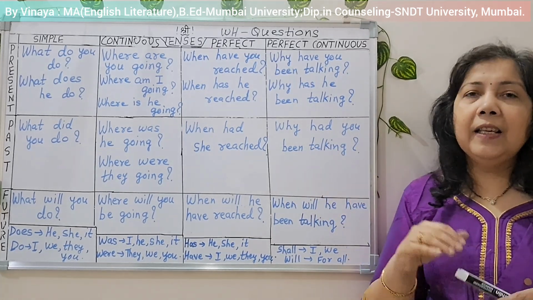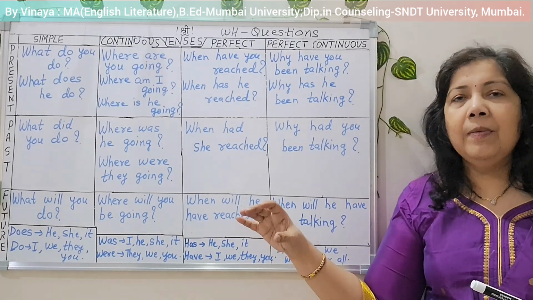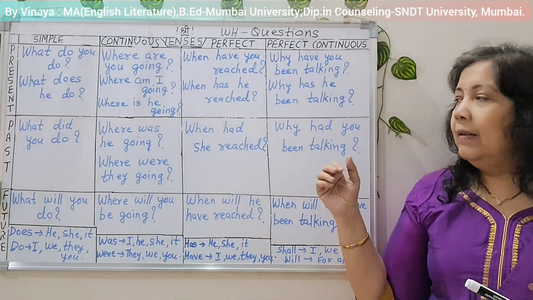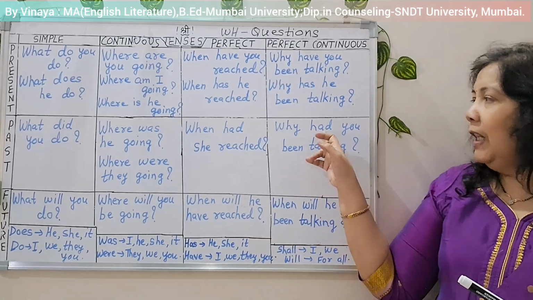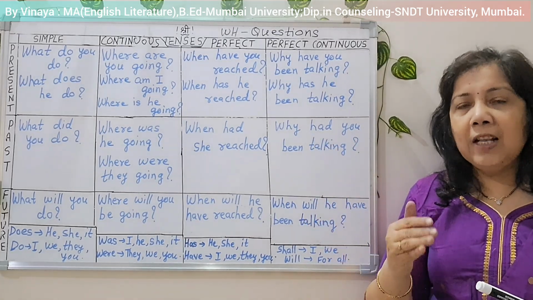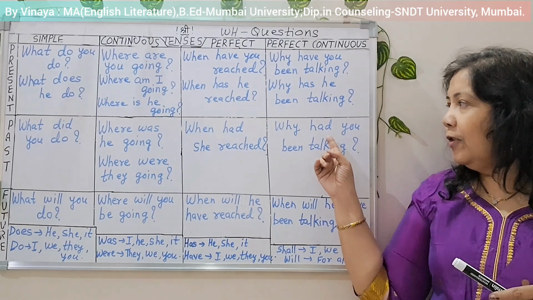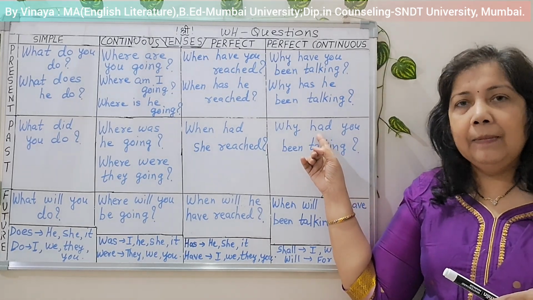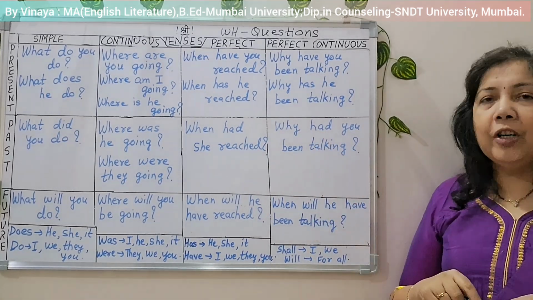When to use this tense? When any action is going on for a longer period of time in the past. So here also only one question, because had is the same for all verbs, for all nouns and pronouns. Past tense of has and have is had. Now let us move to the future tense.